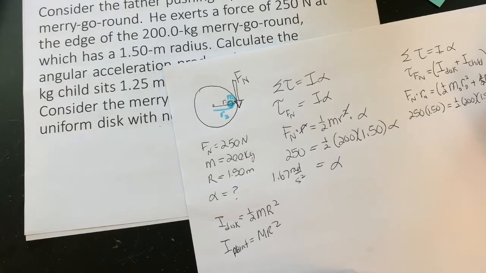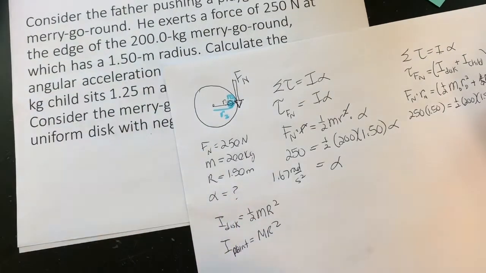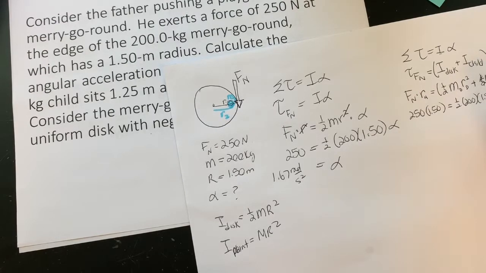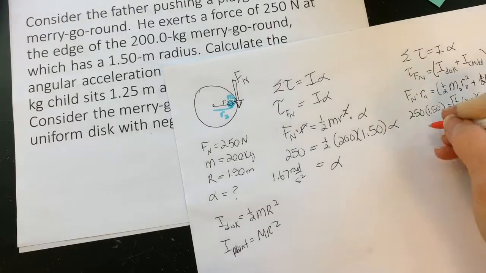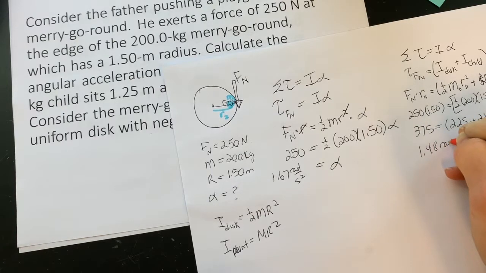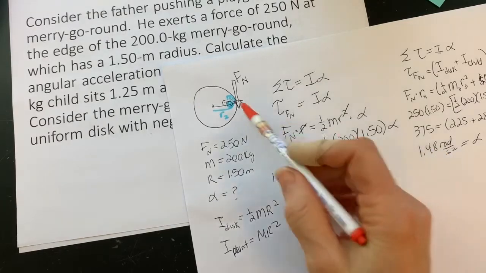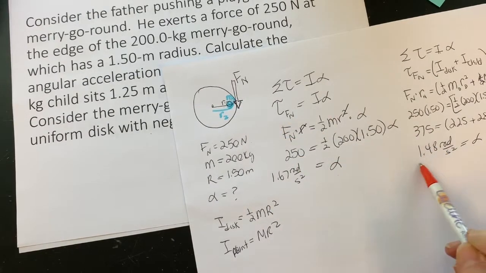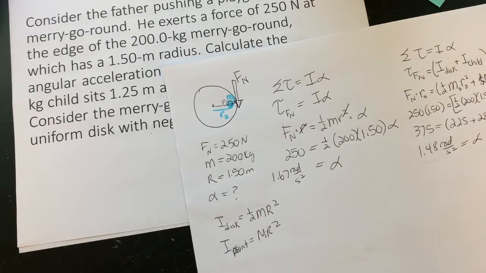And the child's mass is 18 kilograms times 1.25 squared times alpha. So that's what it looks like. So you end up with 375 equals 225 plus 28 alpha, which is 1.48 radians per second squared. Now, this should make some logical sense because if you add a person on, you're going to accelerate less quickly. That's why this is lower. It's a very small child. 18 kilograms is like 35, 40 pounds, so you're talking about a toddler. It's really not going to make it very difficult for the parent to turn them.